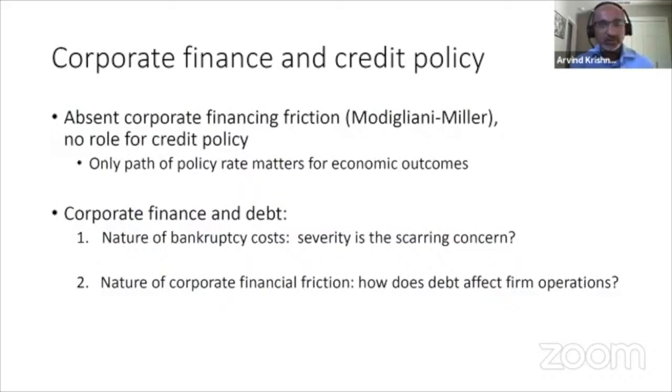So if you want to understand how credit policy will affect firms in a beneficial way, you need to take a stand on how debt is interacting with corporate finance. And there's really two salient dimensions here that we need to pay attention to. One is the nature of bankruptcy costs. So debt may lead to bankruptcy and liquidation, which can cause scarring. How severe is this concern? In which sectors is it most apparent? Second, high debt can be a drag on firm operations. And so we need to, again, think through corporate finance to understand what is the nature of this drag. And that's what we're going to try to do in the next couple of slides.